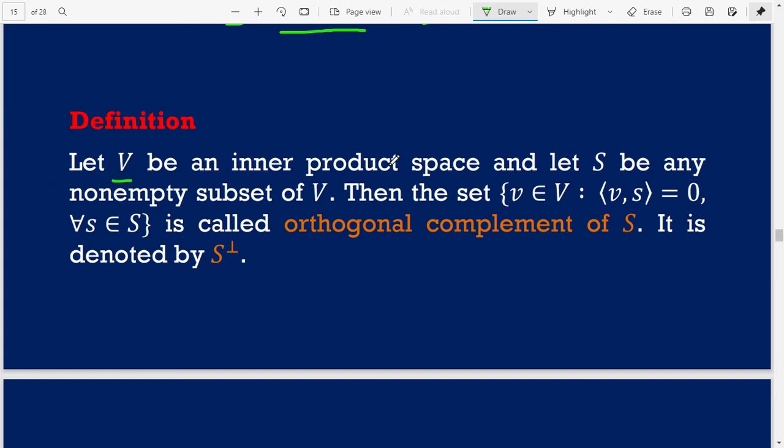Now another definition: V be an inner product space and let S be any non-empty subset of V, then this set of V belongs to V such that inner product V with S is equal to 0 for every S belongs to S is called orthogonal complement of S, and it is denoted by S orthogonal.